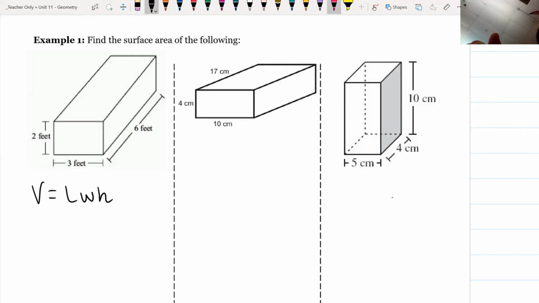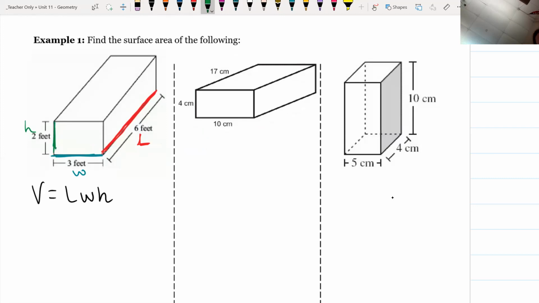Okay, so our length is how long the box is. So how long the box is going to be the 6 feet because that's how long it is. That's our length. Our width is how wide the box is. How wide is it? Well, it's going to be that 3 feet. And the height of the box is how tall the box is. Well, the prism is 2 feet tall. Got some crazy lines there. Okay.